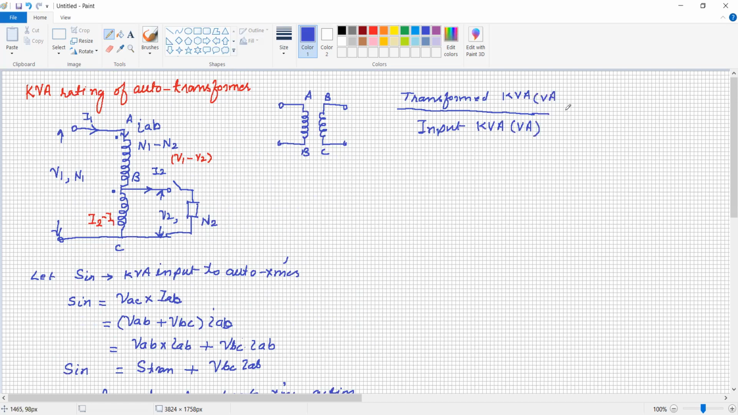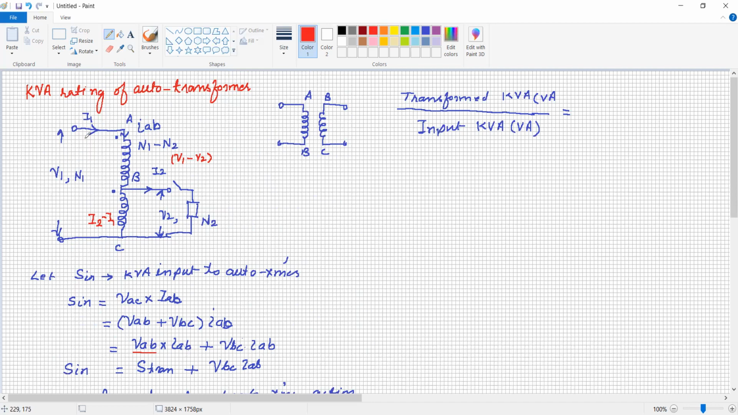VA rating is equal to the transformed VA, which is V1 minus V2 into I2. See here, VAB. What is VAB? It is the voltage from A to B multiplied by IAB. We have written this as the transformer kVA, which is transformed by transformer action. And VBC is the voltage from B to C multiplied by IAB, the same current, which is the conduction current.